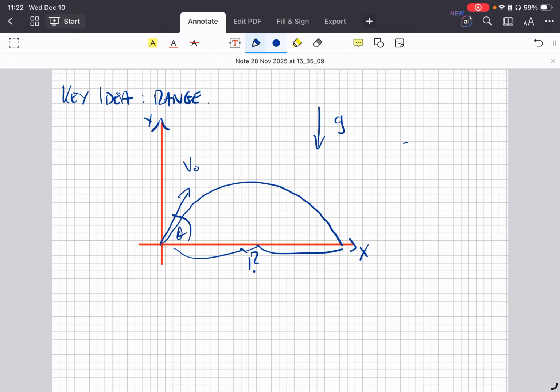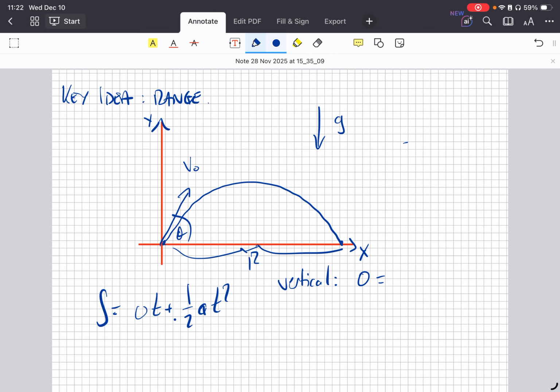And I mentioned in the lectures that we have this key concept, which is the range of this motion. If we look at the equations that we set out in the lecture, we know from the SUVAT equations we have S equals ut plus a half at squared. If we consider this in the vertical direction, we start basically here and end here, so the displacement is zero because we start and end at ground level.